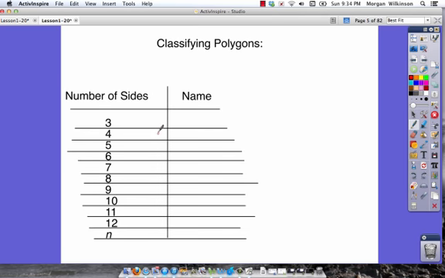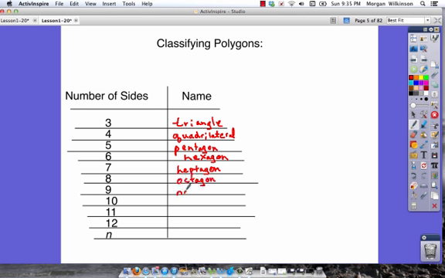Okay, if we want to classify polygons, I've made a quick table before the video started. If we have a 3-sided polygon, that would be a triangle. A 4-sided polygon is called a quadrilateral. Make sure this gets into your notes as well. A 5-sided polygon is called a pentagon. 6-sided is called a hexagon. 7-sided is a heptagon. 8-sided, that's like a stop sign, that's an octagon.